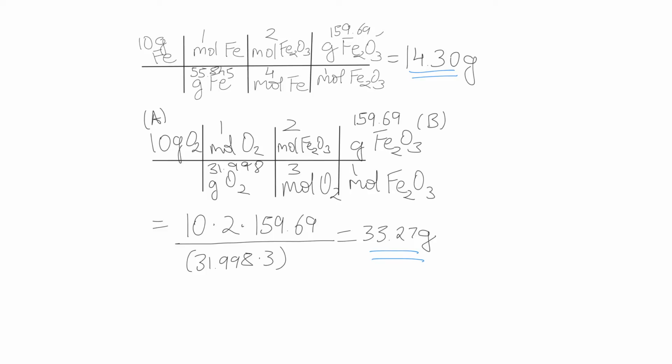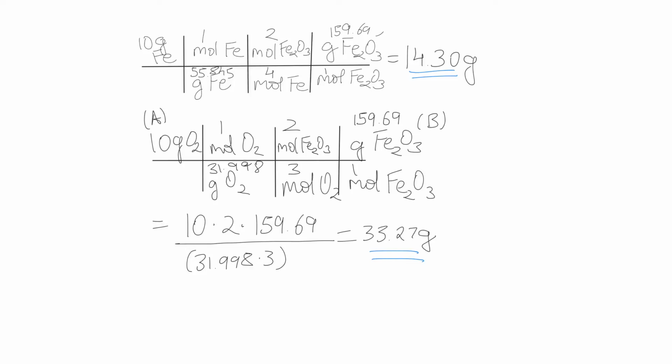However, my answer for oxygen was much more compared to my answer for iron, which means that iron, Fe, gives me the least amount of product. Oxygen, on the other hand, gives me more product. What does this really mean? And you guys need to pay attention to what I'm about to say. If you don't understand what I just said, please go back, listen to it again, and listen to it again if you don't, because this is extremely important.